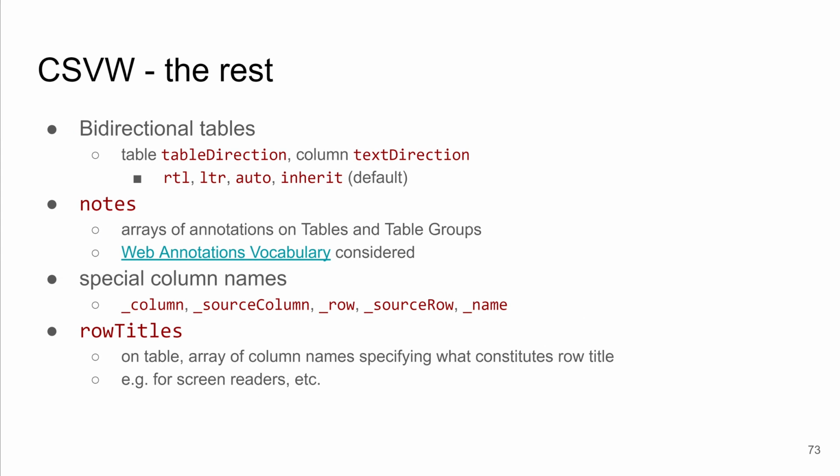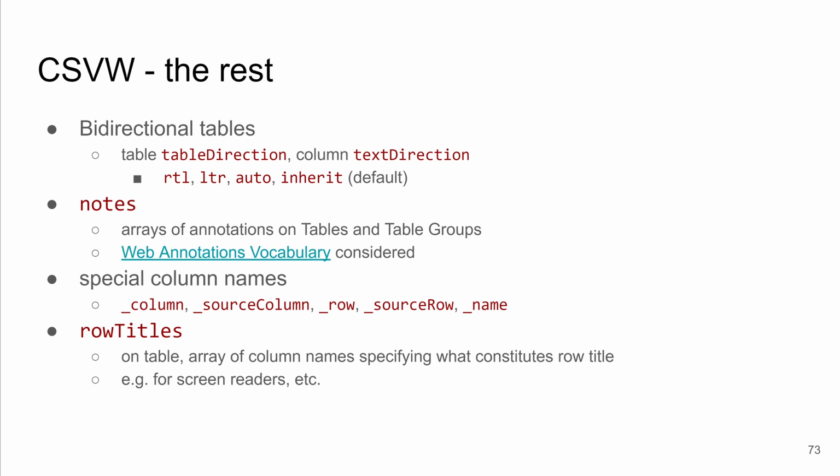The rest of CSVW deals with bidirectional tables. Nowadays it is a focus of many standardization activities to support bidirectional tables, for those which have the first column on the right rather than on the left. There is support for additional nodes that can be added to the table, and there is a hint that you could use the web annotations vocabulary, which is again an RDF vocabulary. There are special column names which start with the underscore, and those column names contain the % decoded representation of what is normally the value of the annotation without the underscore.